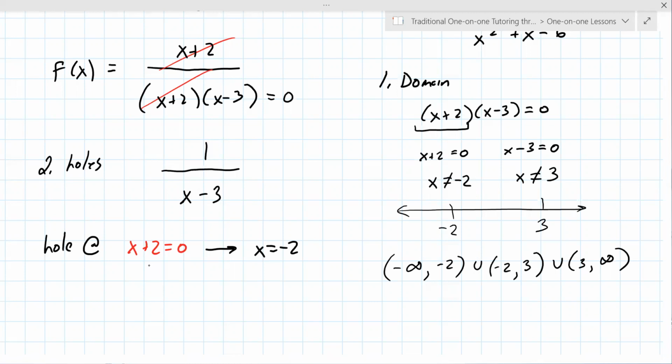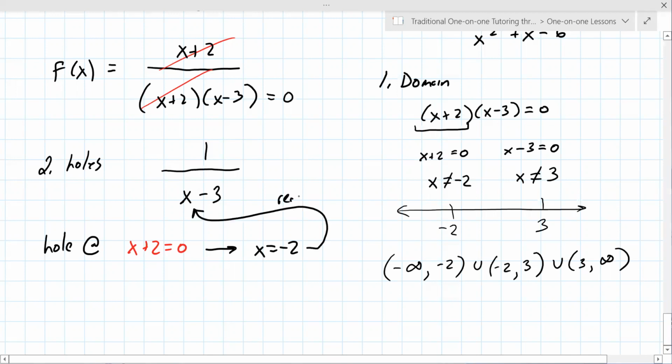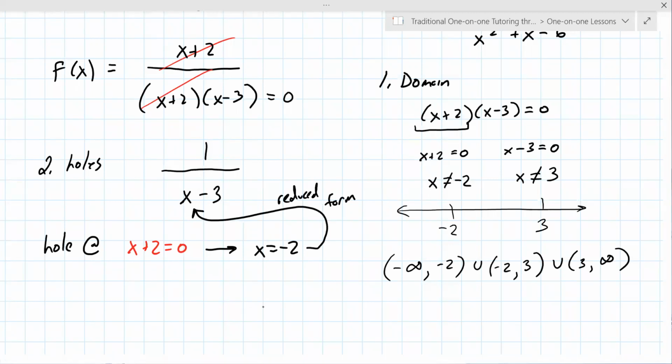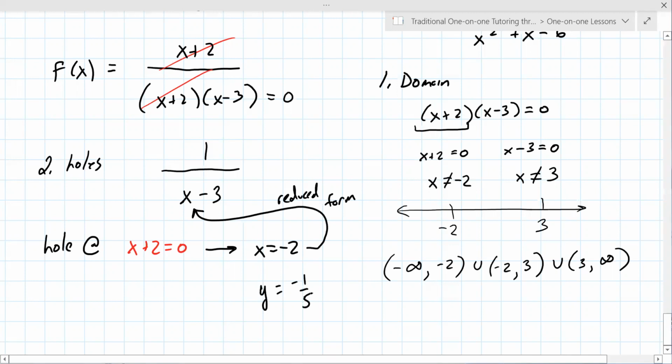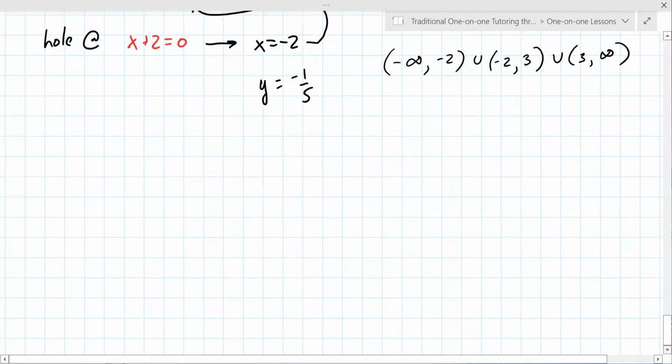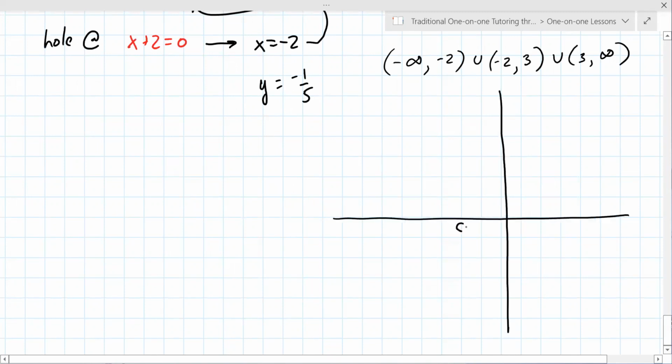Okay, but that's only part of it because the hole has an X and a Y value. So what is the Y value? Well, you get the Y value by putting that X back into the reduced form. So, -1/5. Yes, Y is -1/5. Okay. All right, good. So that's really what we would start by graphing. We would start by graphing vertical asymptotes, but you actually do the holes first. So -2, -1/5. So you put a big dot, you overdo it. You say it's right there, overemphasize it, -1/5. Okay.